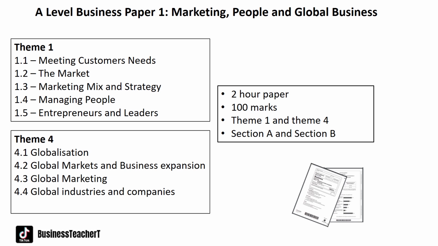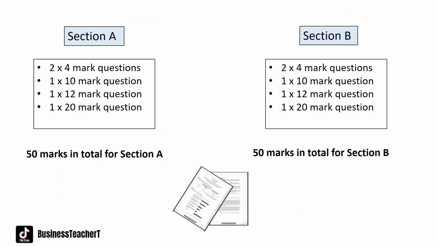The paper is divided into Section A and Section B. Now, before we get on to the tips for Paper 1, I just want to discuss Section A and Section B with you. In Section A, there are 2 4-mark questions, as well as Section B. There's one 10 marker, one 12 marker and one 20 marker. So it's really important that you're proficient in answering these types of questions.